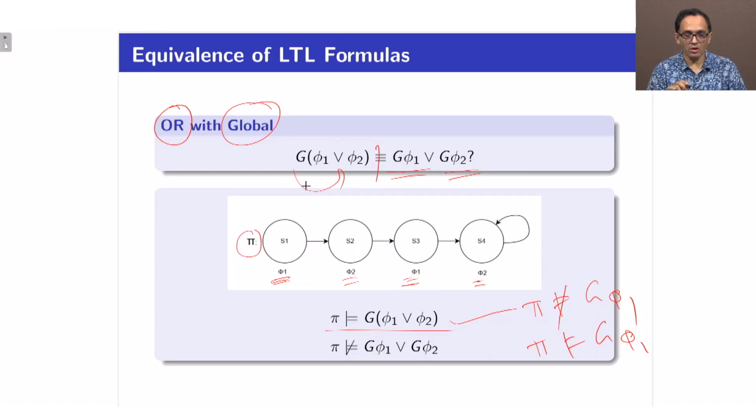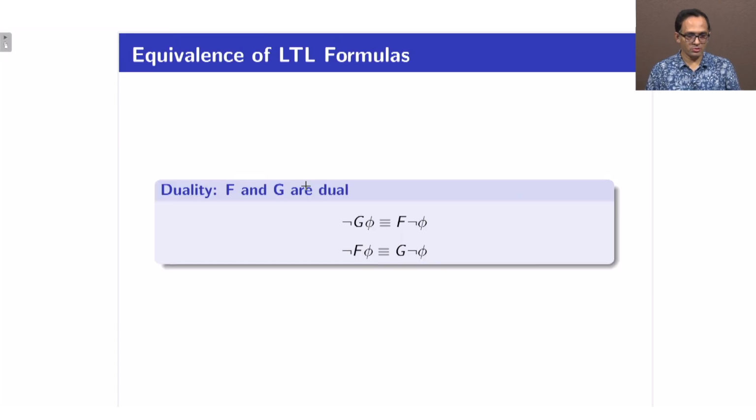Globally phi 1 or phi 2 holding does not mean globally phi 1 or globally phi 2 should hold. So they are not equivalent. Okay, let us move on. So F and G are actually dual. What is the dual? If I take the negation of one of the formulas which is in terms of F, I get G and vice versa.